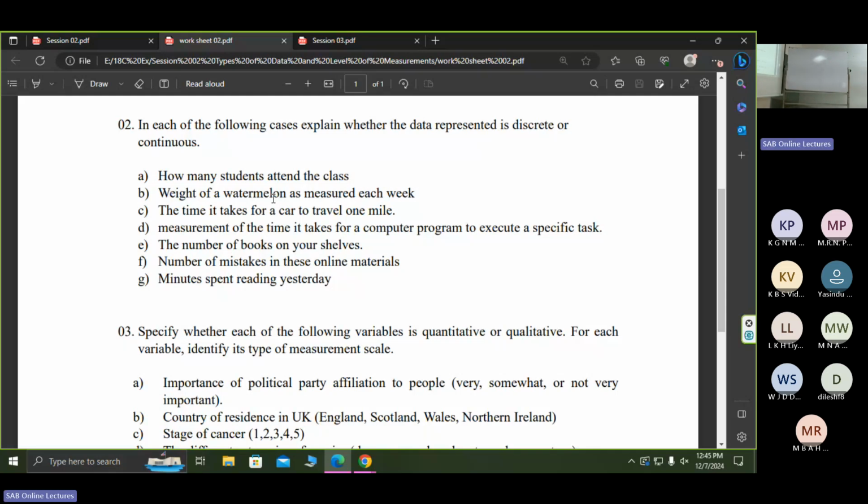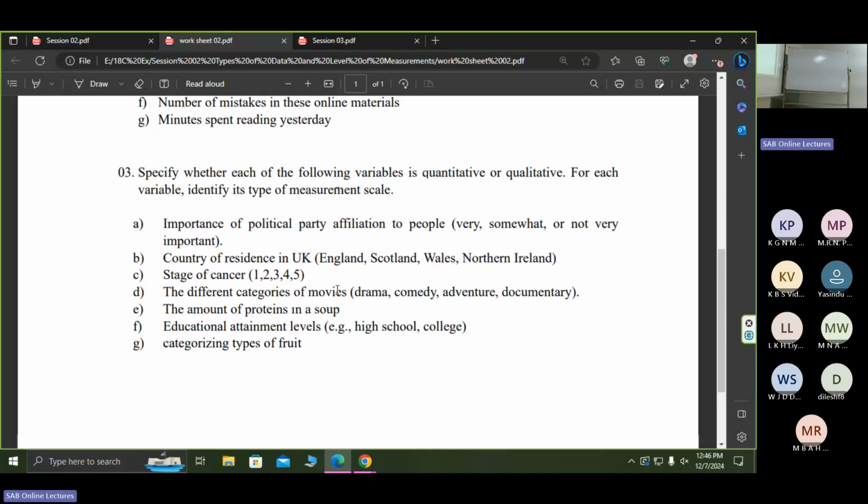Okay. First one, how many students attend the class? Discrete. Weight of a watermelon as measured each week, continuous. The time it takes for a car to travel 1 mile, continuous. Measurement of the time it takes for a computer program to execute a specific task. The time is the variable. It is a continuous quantity, so not discrete. Continuous. The number of books on your shelves, discrete. Number of mistakes, discrete. Minutes spent reading yesterday, continuous. Now clear?